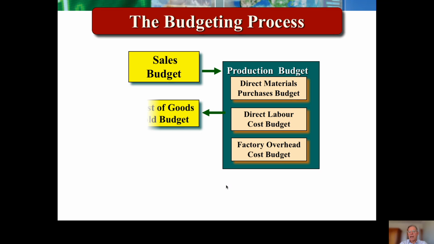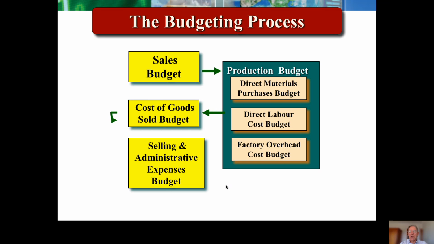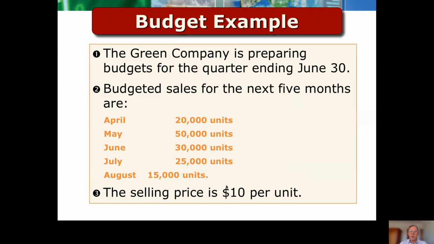We also then will do our labour budget and our factory overhead budget, and that will feed into our cost of goods sold. So let's have a look at a budget example. We'll throw some data at it. We've estimated these potential units of sales over the next 5 months, and we've got a selling price down here.